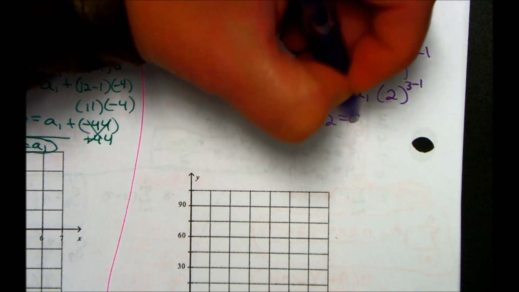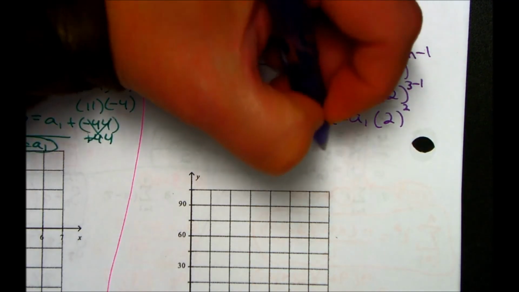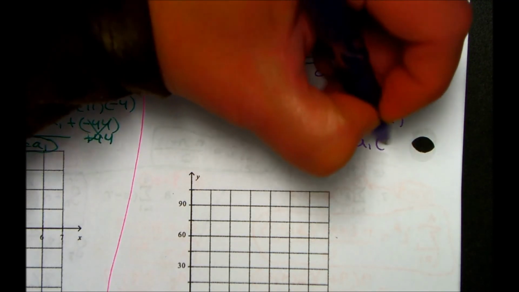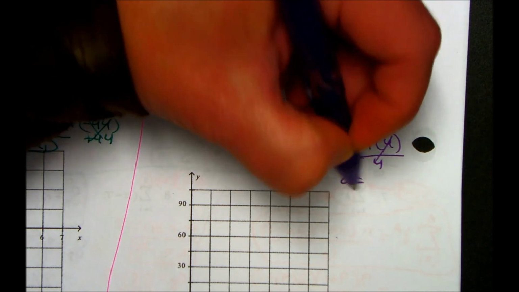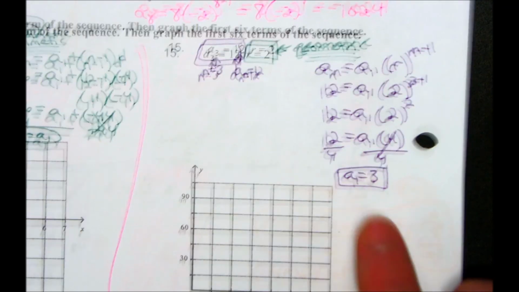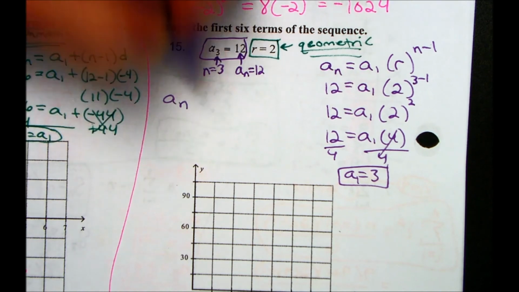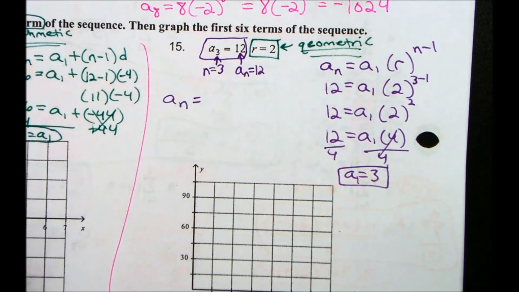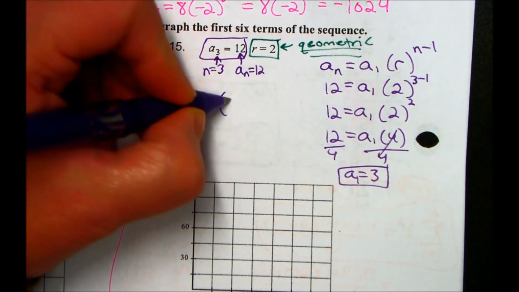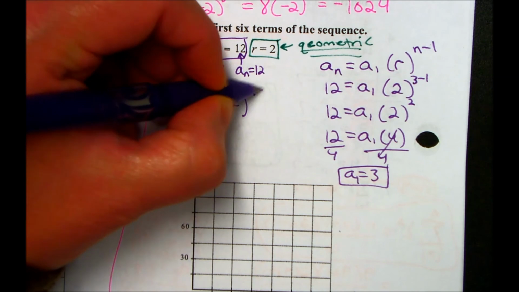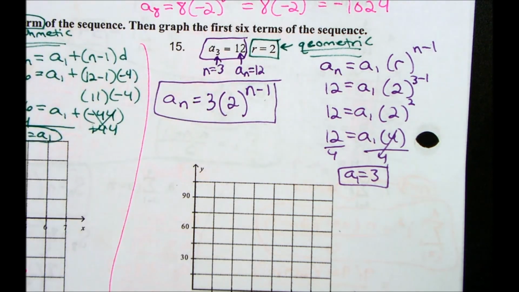So 12 equals a sub 1 times 2 to the second power, which is 4. So 12 is equal to a sub 1 times 4. Divide by 4, and we get a sub 1 equals 3. So now that we know a sub 1, we can now write our rule. But it's the rule for the nth term, which means n is part of our equation. Put 3 in for a sub 1, put 2 in for r, and then n is part of our equation, so it's n minus 1 here. So there is our rule.